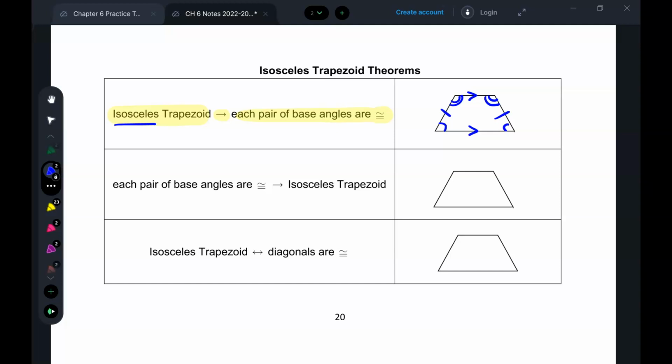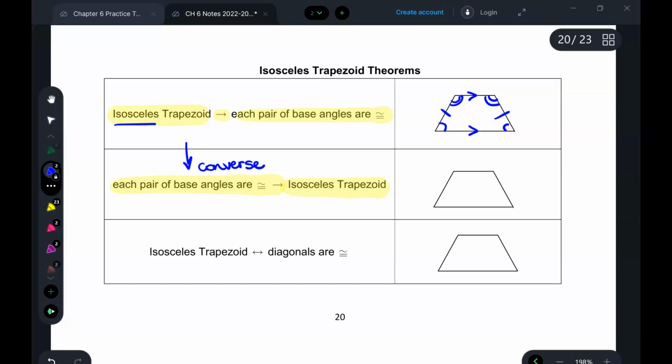But I can have a trapezoid with two right angles. It is a trapezoid as long as you have one pair of parallel sides. So I could have a trapezoid that looks like this. I cannot have one that looks like that. What did I write at the very beginning of the lesson? Right? So this one is just the converse. If I know the base angles are congruent, then I get an isosceles trapezoid.